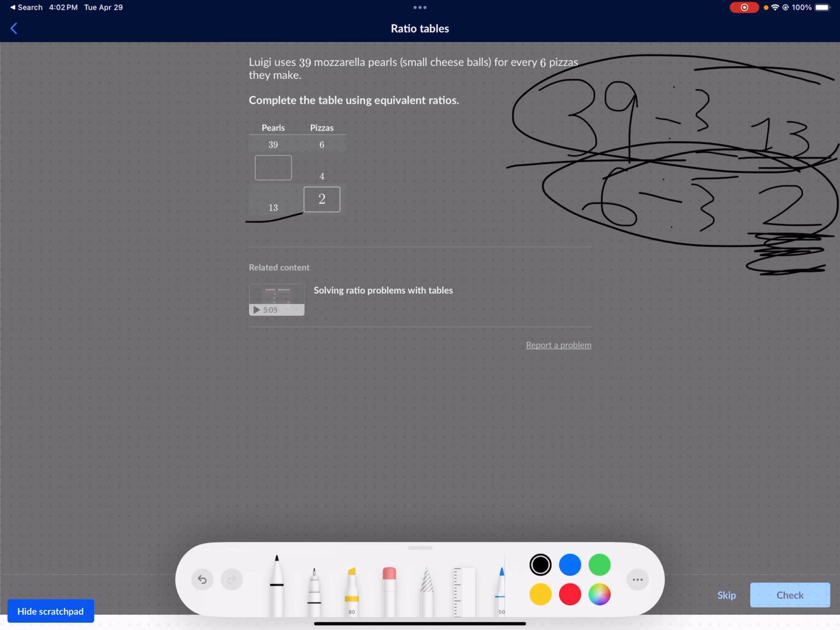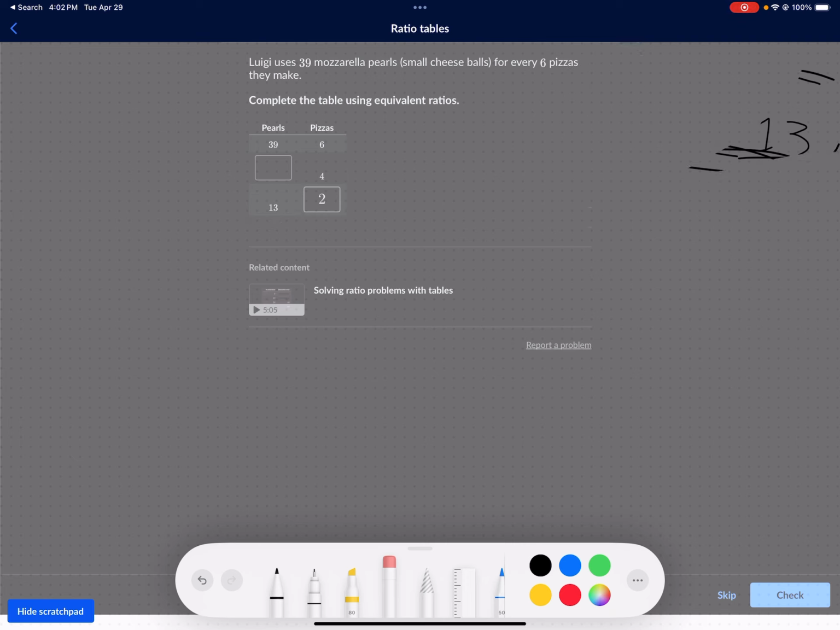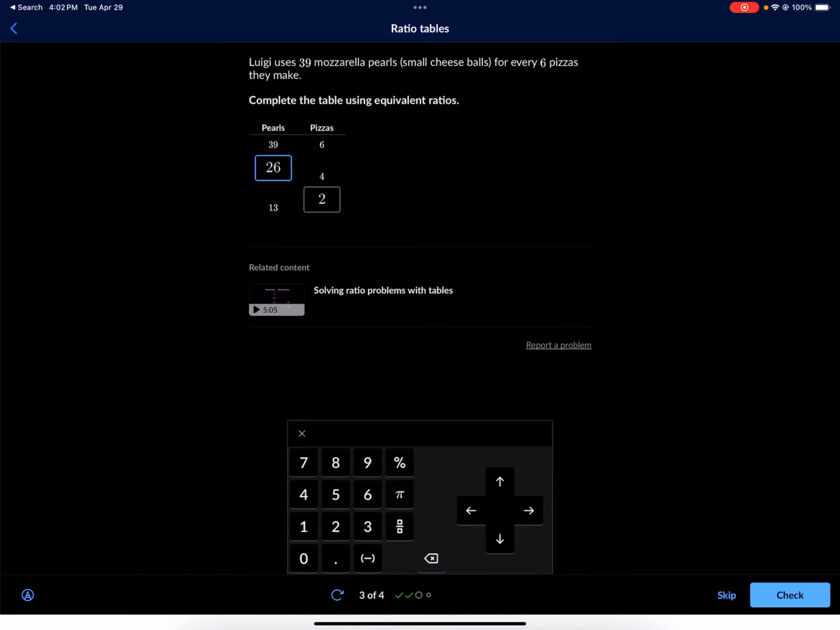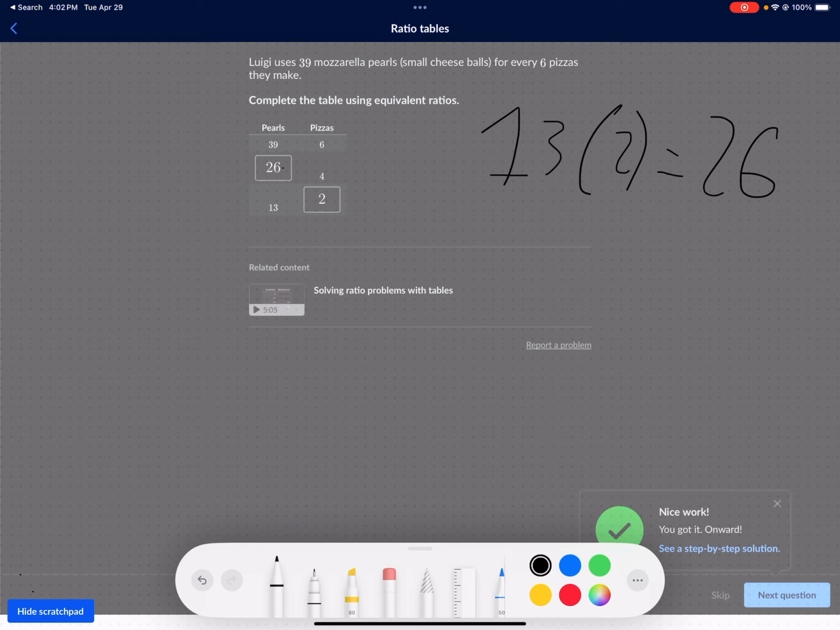And now we have 4, so what we can do now is we already know that there's 2 pizzas, and we just need 2 more for 4 pizzas. So we do 13 times 2, and that's going to give us 26. That's right, you nailed it. Like a champion. You're going to conquer pre-algebra pretty soon.